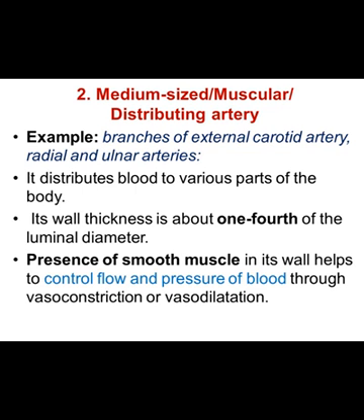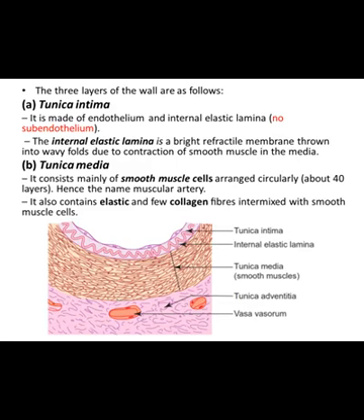The thickness of its wall is about 1/4 of the luminal diameter. Presence of smooth muscle in its wall helps to control flow and pressure of blood through vasoconstriction or vasodilatation. Now we come to the layers of its wall. The innermost is the tunica intima.